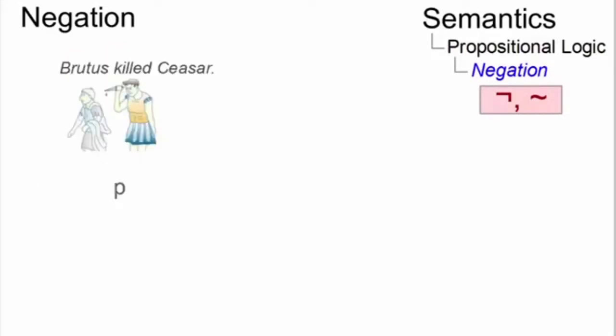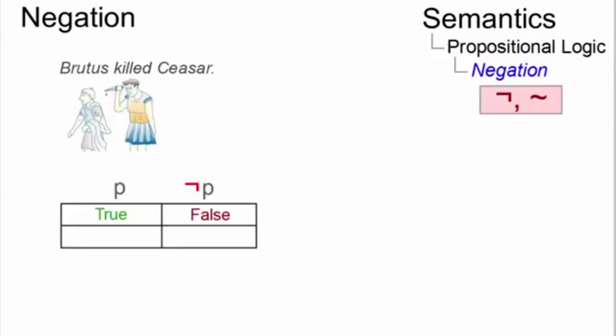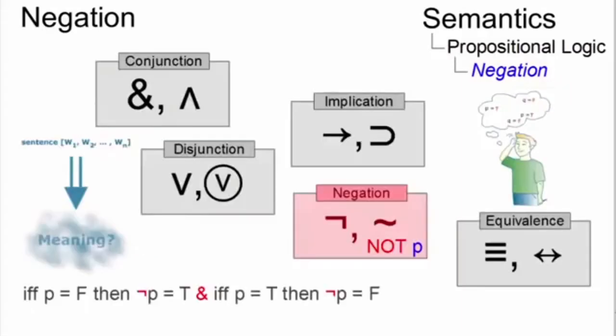Let's illustrate this operation using the example Brutus killed Caesar. Applying our standard knowledge about the world, we can assume that this proposition is true, and that not P, that is, Brutus did not kill Caesar, is then false. And vice versa, if P is false, that is, Brutus did not kill Caesar, then not P, Brutus killed Caesar, can be concluded to be true. Thus, negation is interpreted intuitively as being true when P is false, and false when P is true.